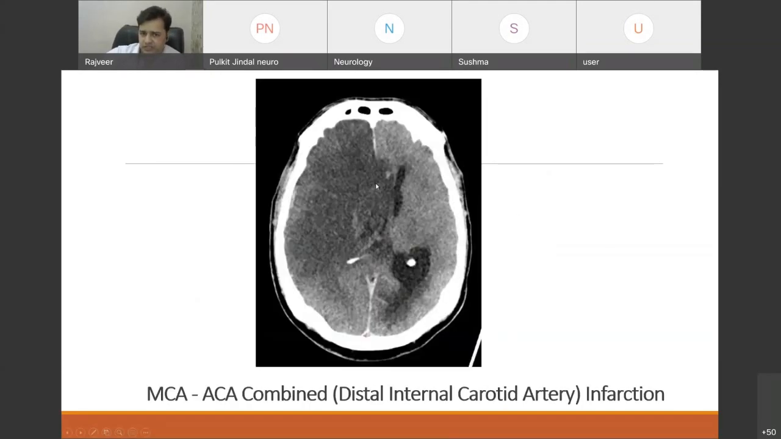So this is the CT scan showing ACA and MCA combined infarction. You can see the ACA territory is involved, the MCA territory is involved, and only the PCA territory is spared. So this is combined ACA-MCA infarction due to ICA thrombosis.